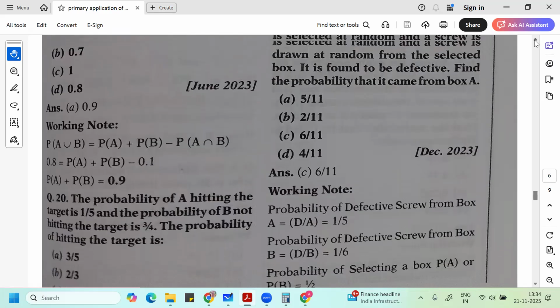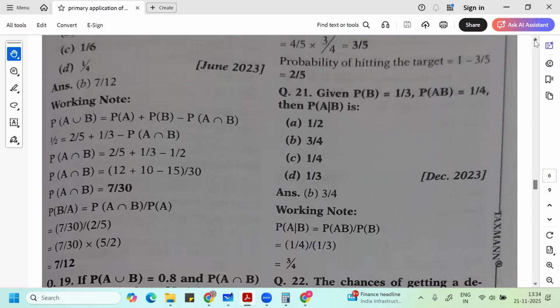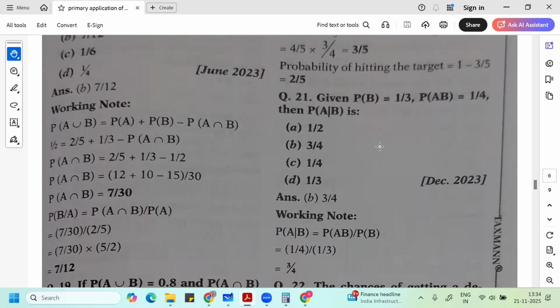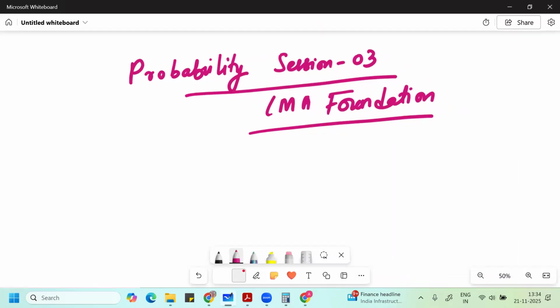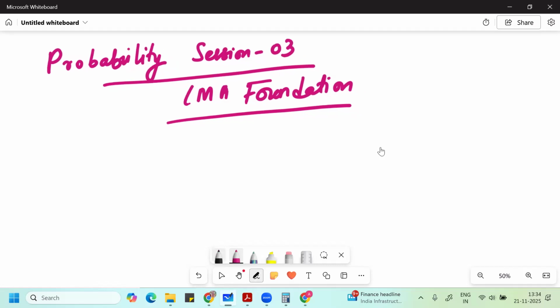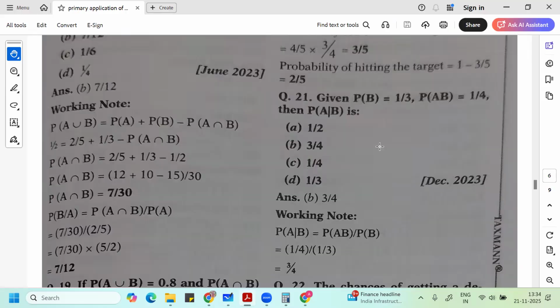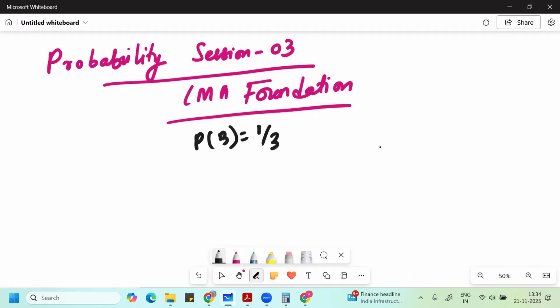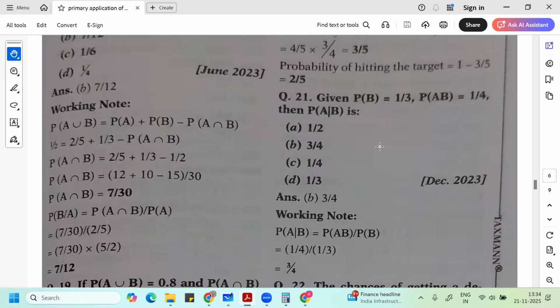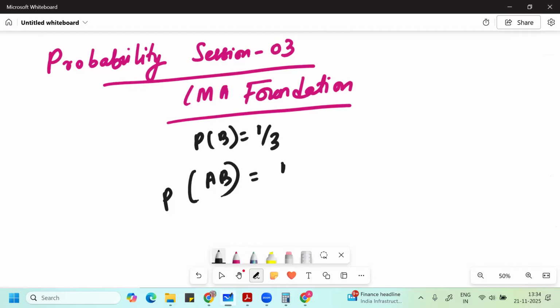Now I'll go ahead and discuss question number 21. Question number 21 is like this: probability of B is 1 by 3. AB means A into B. Probability of A intersection B, that is AB, is equal to 1 by 4.